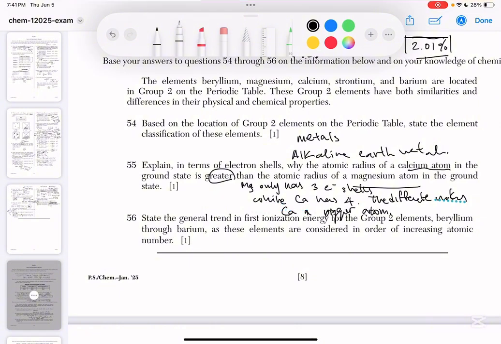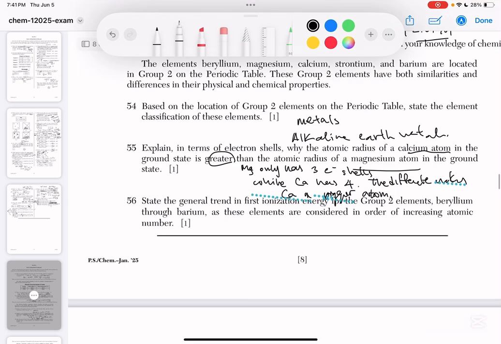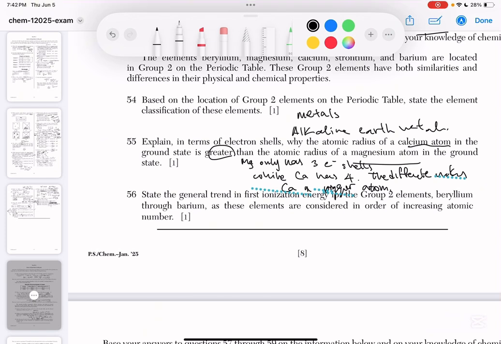State the general trend in first ionization energy, beryllium through barium. So the first ionization energy should be decreasing. I'm lazy, so I just wrote IE, but you should write first ionization energy out completely on your Regents exam.